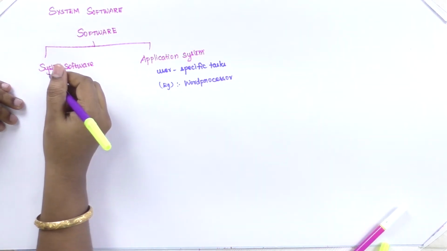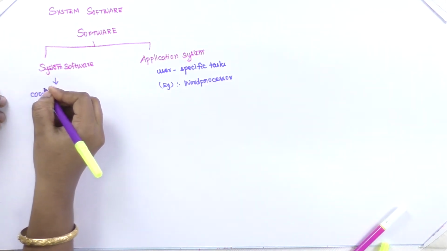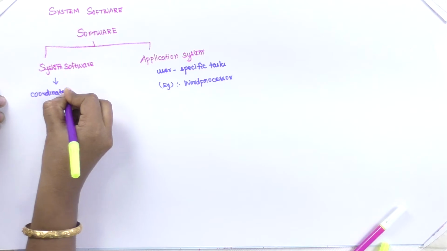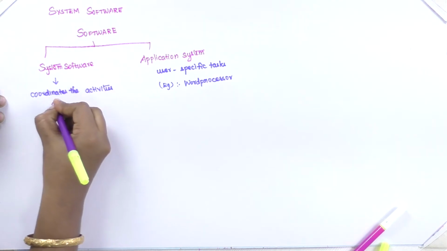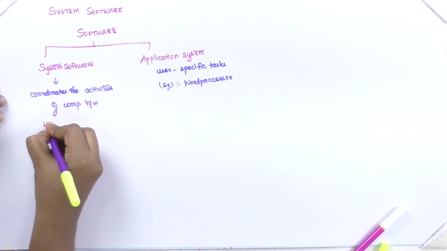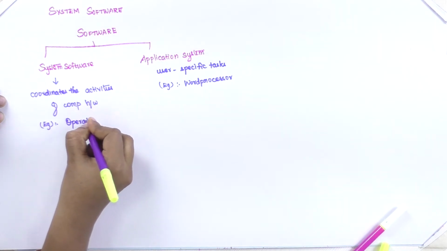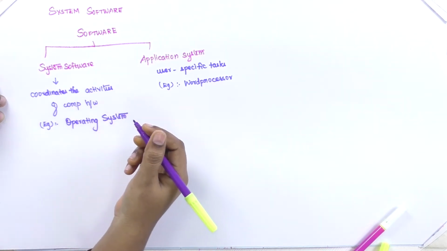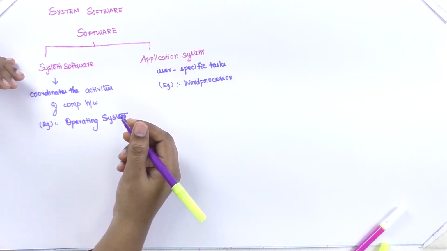Then system software. System software coordinates the activities and functions of hardware and software and controls the operations of computer hardware. An example of system software is our operating system. The operating system controls the computer hardware and acts as an interface between our application software and the computer hardware.